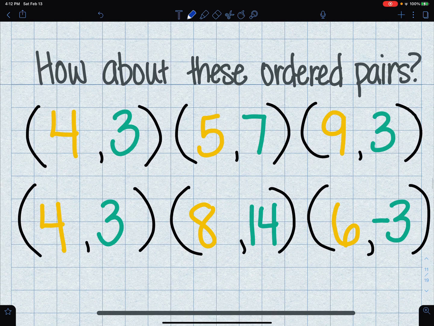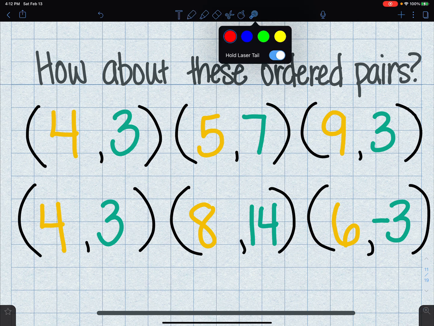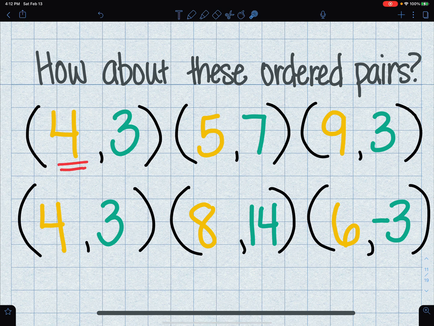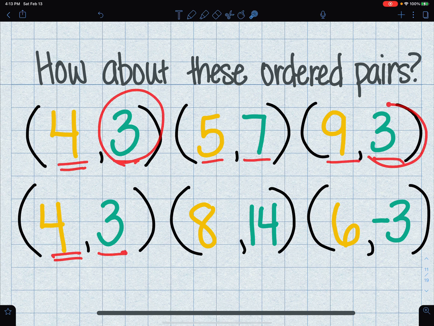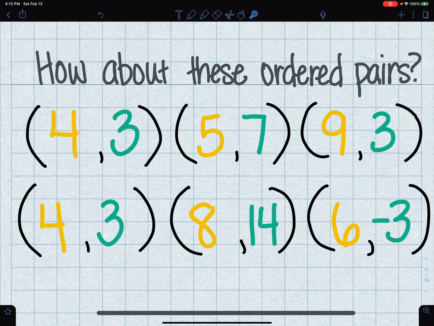Okay, what about these ordered pairs? Are these a function, or is it a relation, or is it no relation? Let's look at them. Okay, so here we plug in a 4 and we get a 3. And here we plug in a 4 and we get a 3. That's fine, and it's totally consistent. We put in a 5, we get a 7. We put in a 9, we get a 3. Okay, now these y's are the same. Does that matter? No, because you can either put in 4 quarters or maybe you can put in 9 something, but if it equals $1, that's fine.